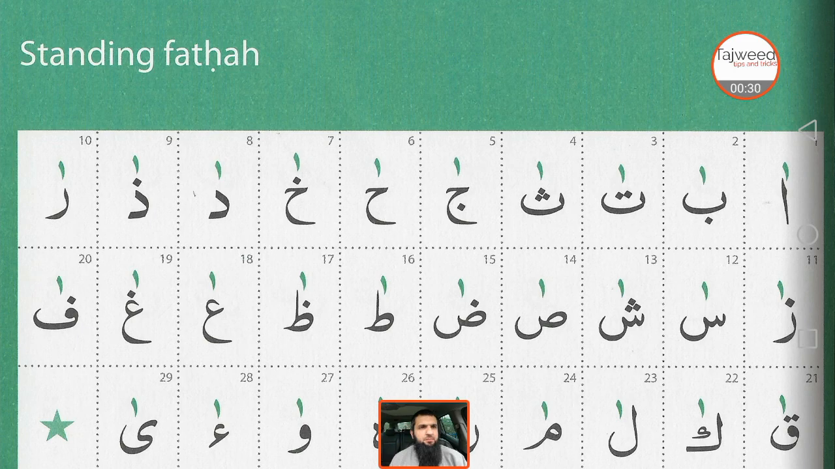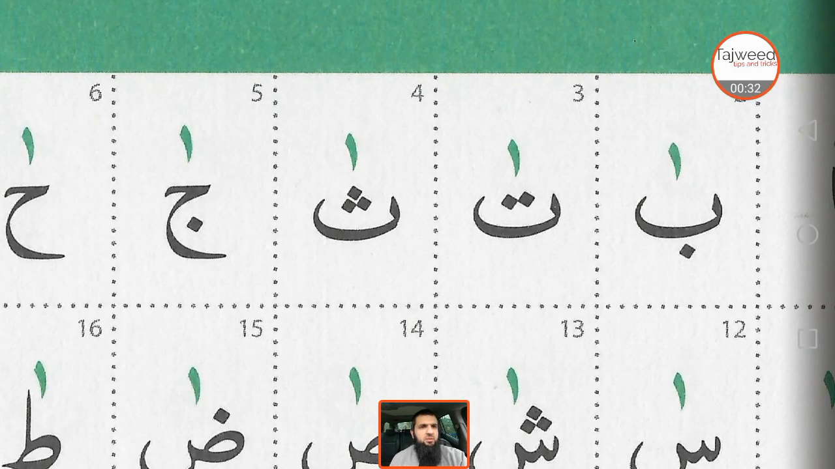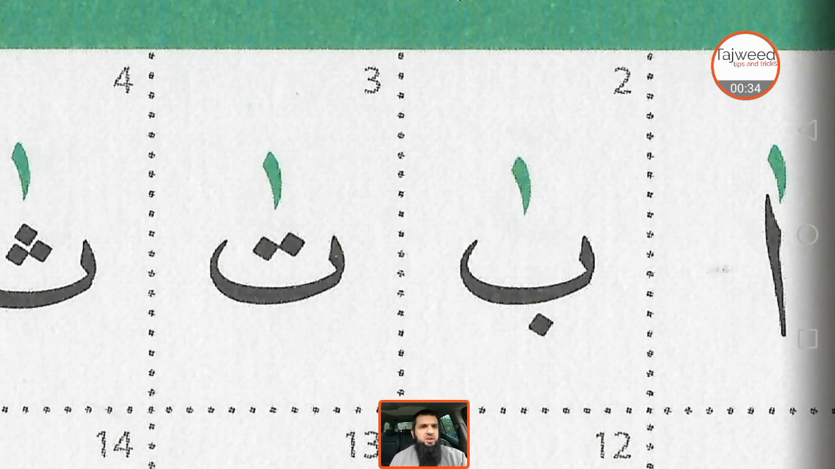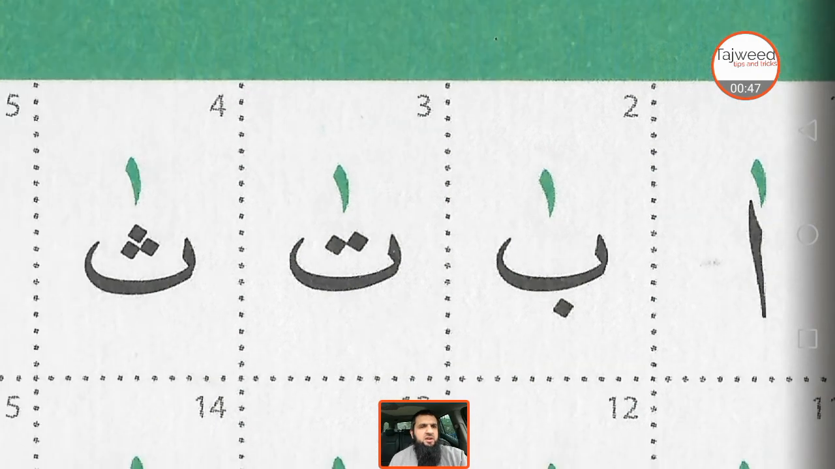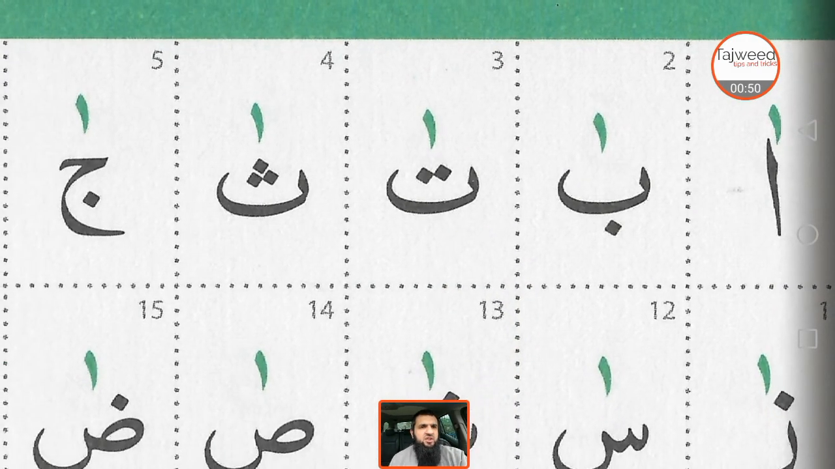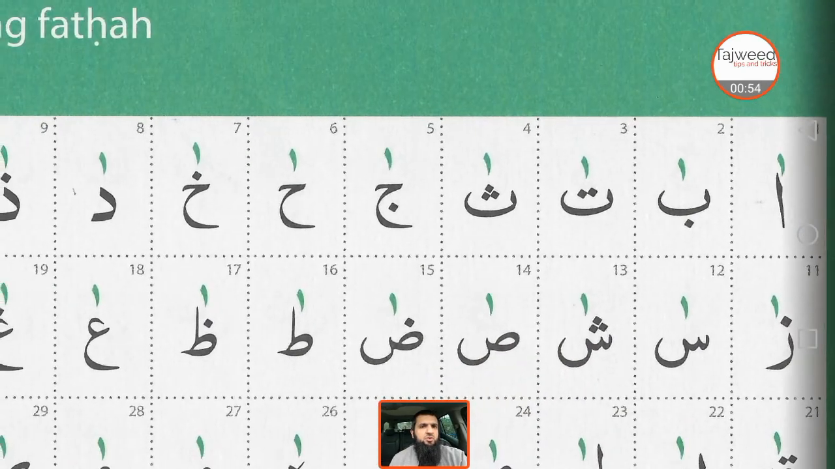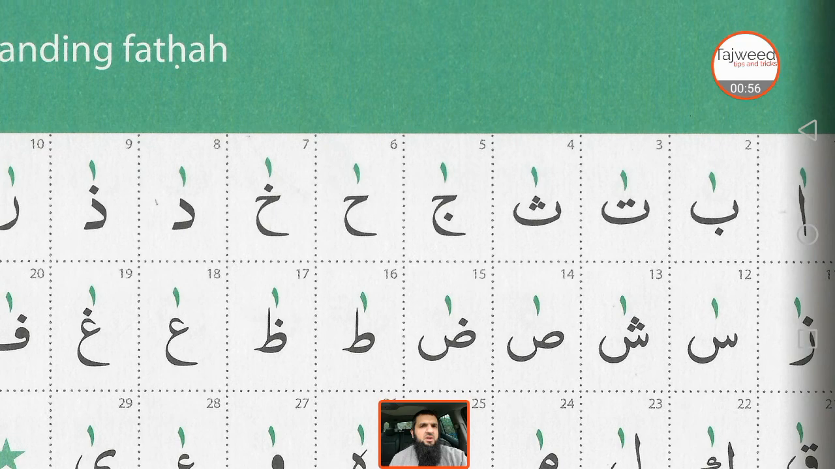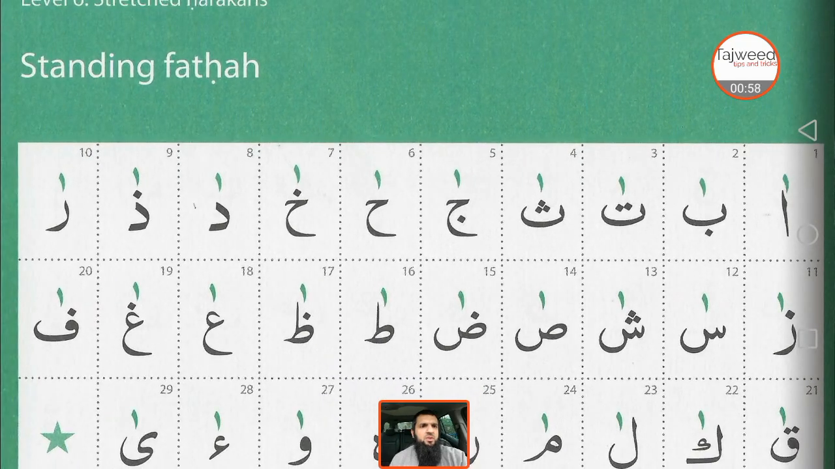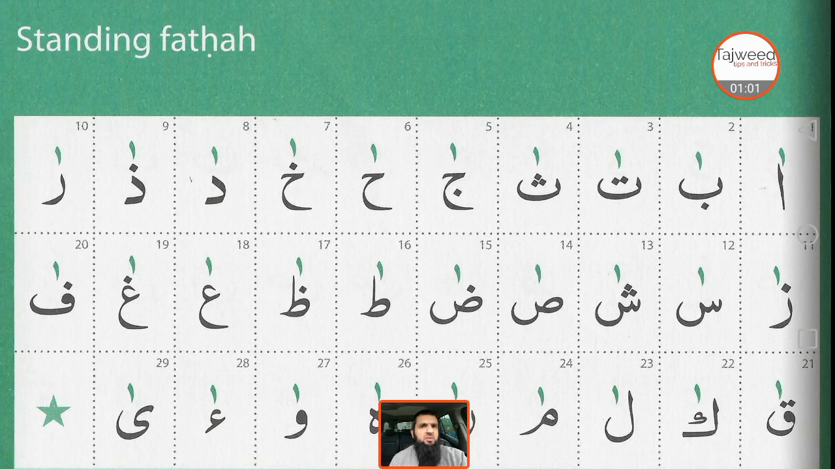If you just zoom in here a little bit, look at the bar in box number 2. The standing fathah is the green line above the bar. The bar is in black and the standing fathah is that green line above it. So it gives each letter the R stretch. We'll just go through the sounds, to remind ourselves what the sound is from that previous lesson.